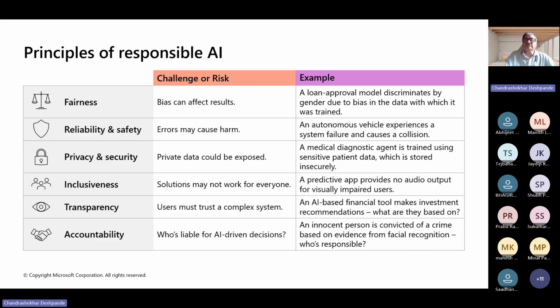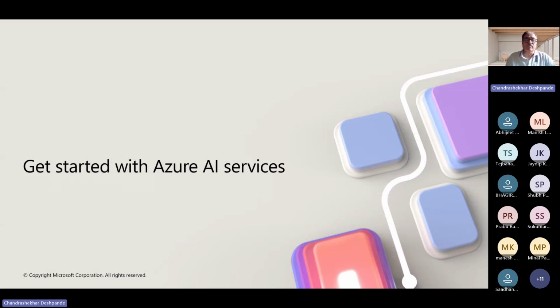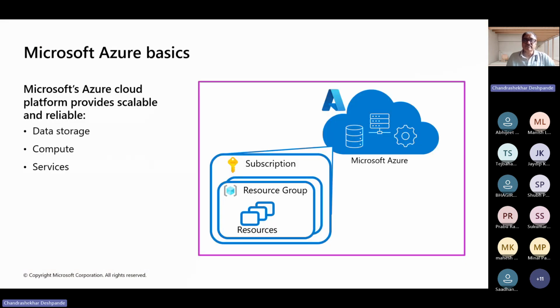So many such things are there, and these are the different principles of AI available. In the AI-900 certification, there will be two or three questions on responsible AI also. So the topic is obviously important. Different services.